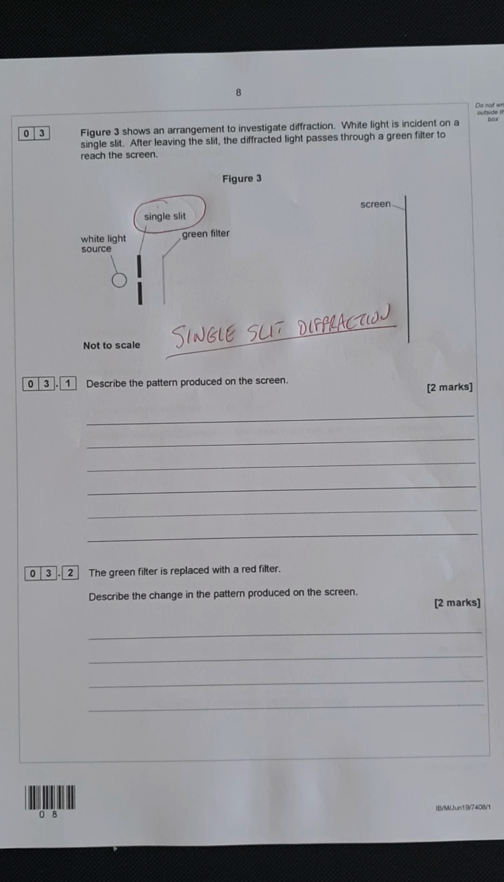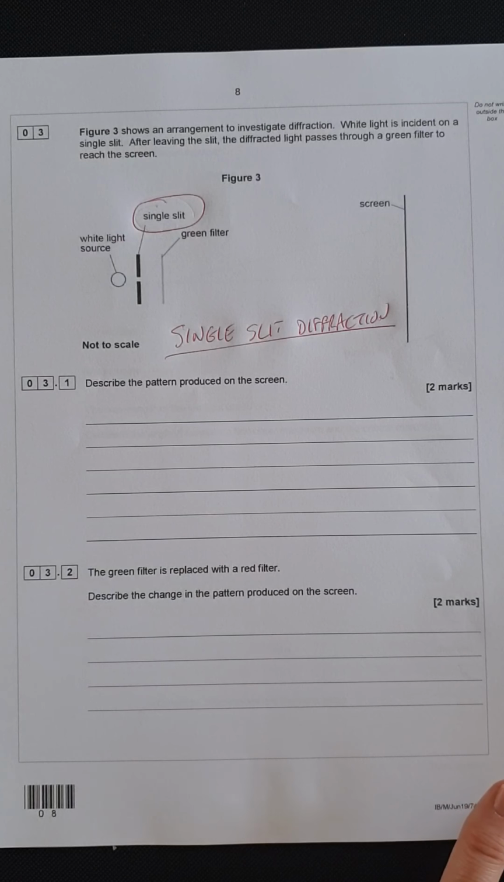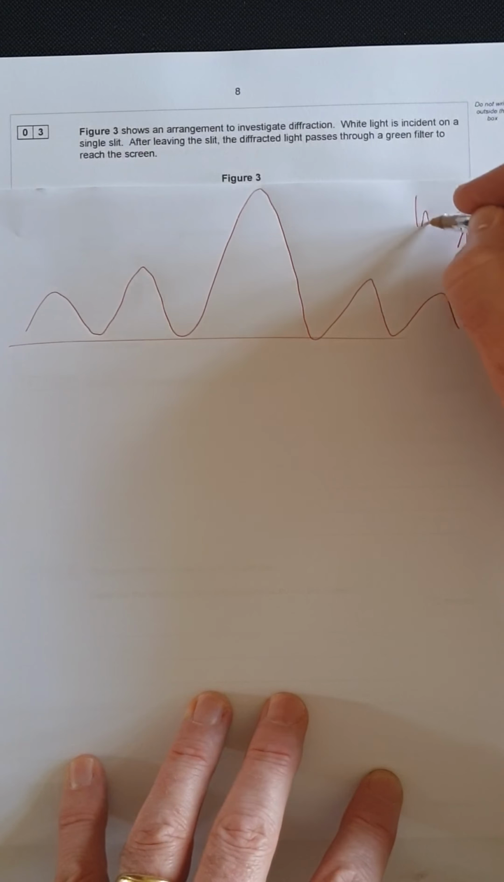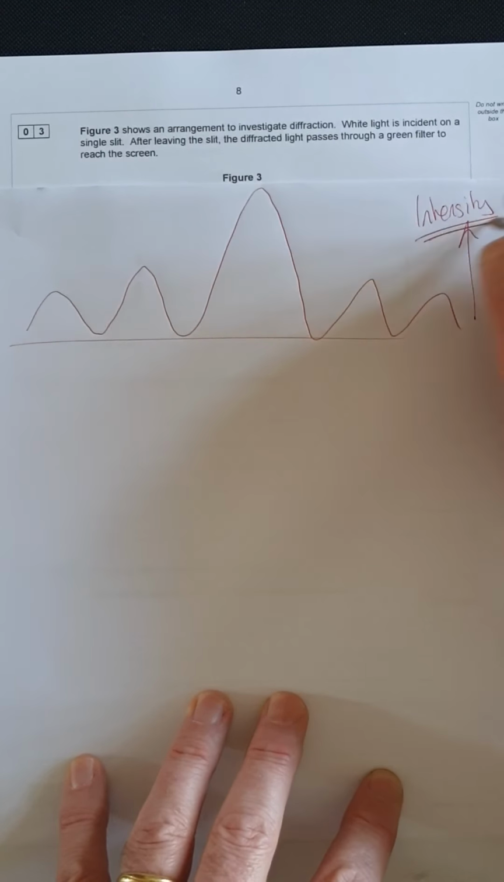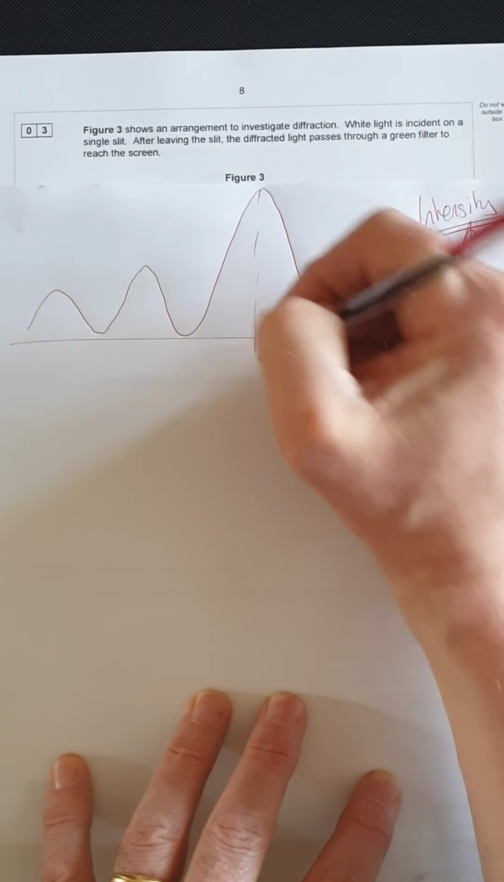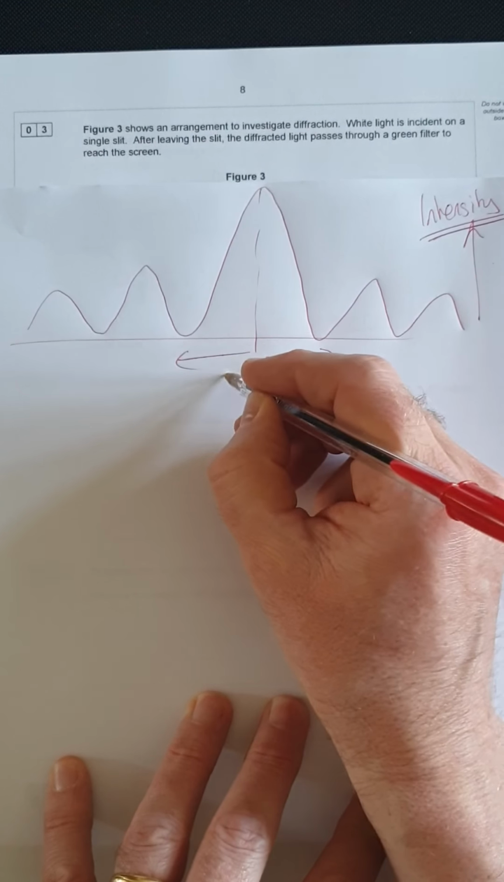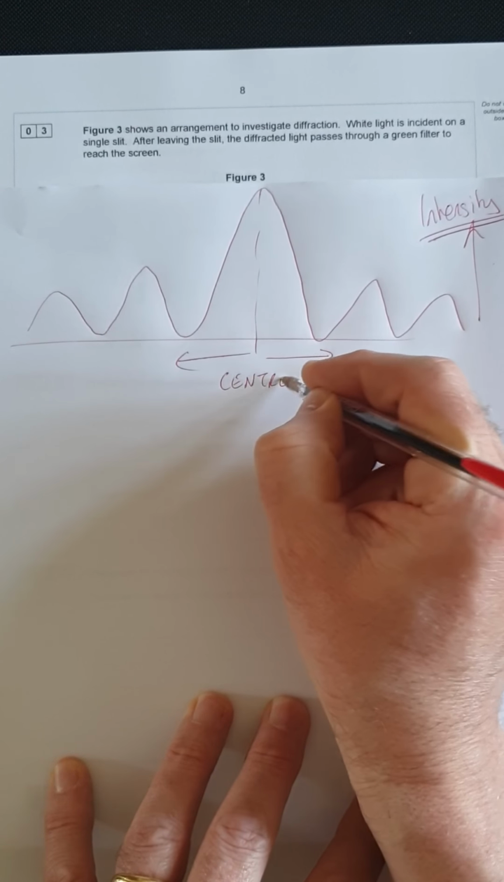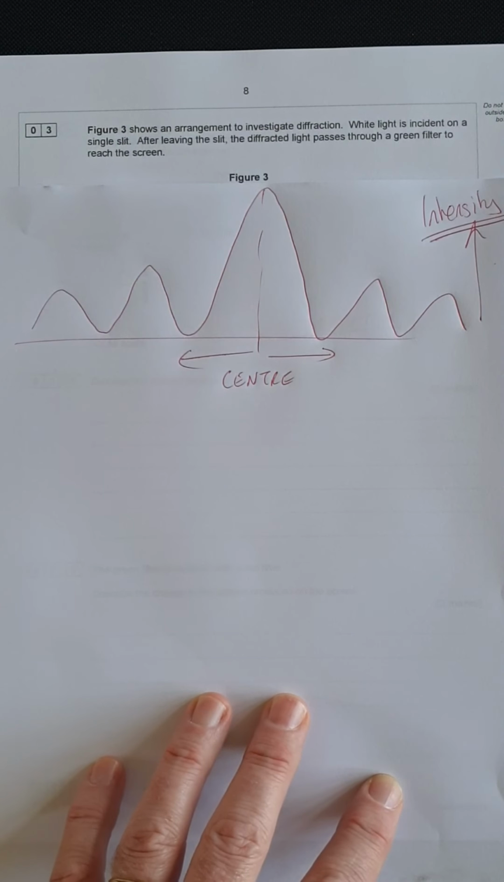Now, the first thing we can say is that we know that with single slit diffraction, we end up with a pattern where we have dark and bright fringes with a central fringe, something like this, where this is the intensity or the brightness of the light in the vertical direction, and we have distance from the center of our screen to either side.